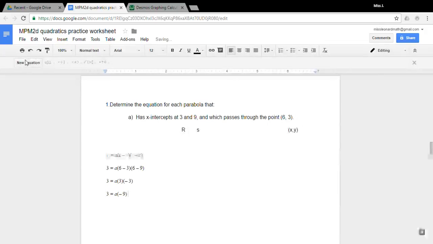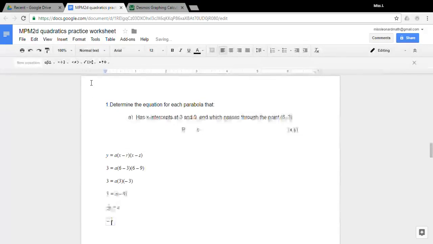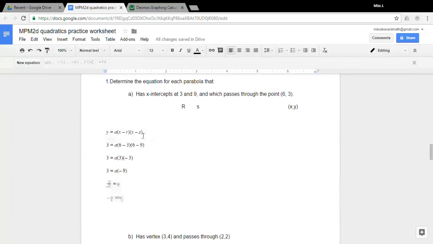Okay, so dividing out your negative 9, I would prefer if you left these in fractions. We're going to get that 3 over negative 9 equals a, or to make that a little bit nicer, we can put negative 1 over 3. Okay, now that's kind of your first bit. We're subbing everything in. We have to solve for a. Now, because it asks for the equation, we have to sub a back in.